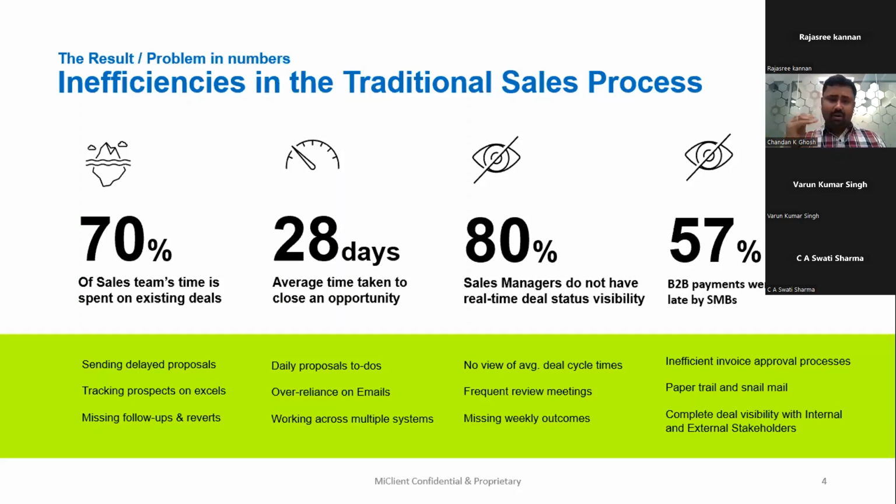Then the real-time visibility of the sales status of the deals with the sales managers is very, very low. And then collection of payment, that's a big problem with SMBs, and there are multiple factors contributing to that. How do we create and send proposals? Are we tracking our prospects on Excel sheets? Are we doing follow-ups and reverts on time? Do we have a proposal to do that?